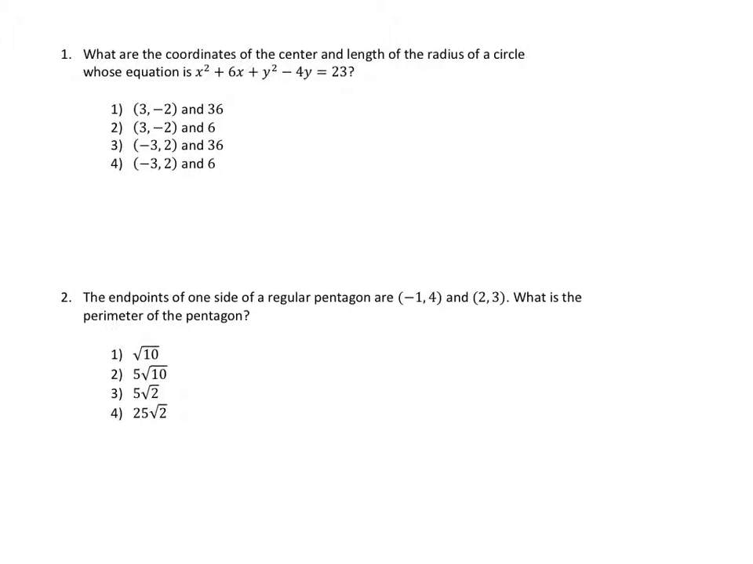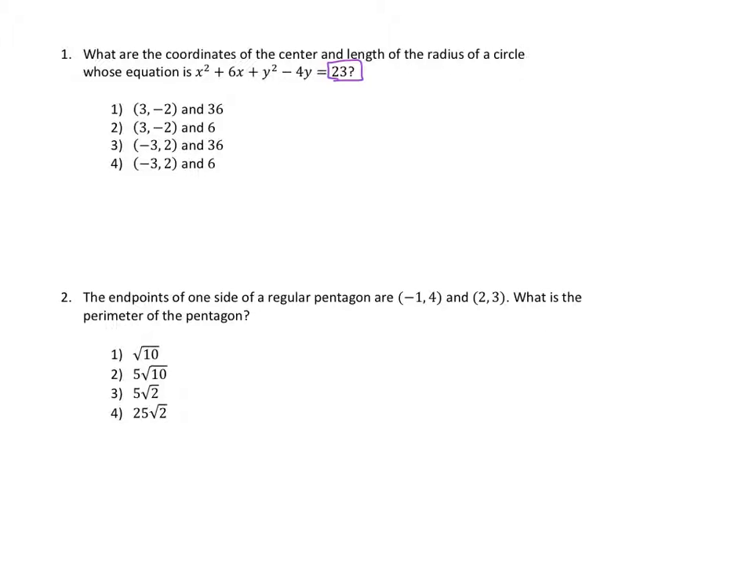So number 1 is a Common Core question that says, what are the coordinates of the center and length of the radius of a circle whose equation is x squared plus 6x plus y squared minus 4y equals 23? So the first step that's written on your steps on the previous page says to move the constant e to the right side. The constant e is the number without any variables, no x's, no y's. That constant is actually already on the right-hand side for us in this first problem. It doesn't always happen, but sometimes it does.